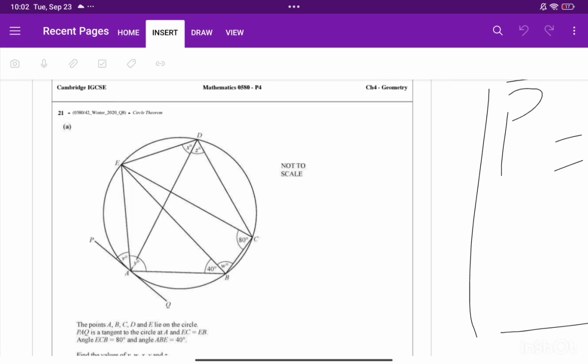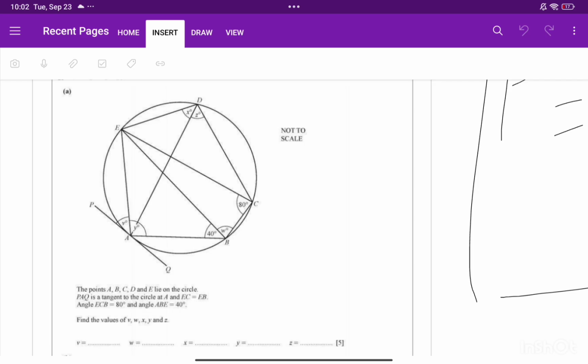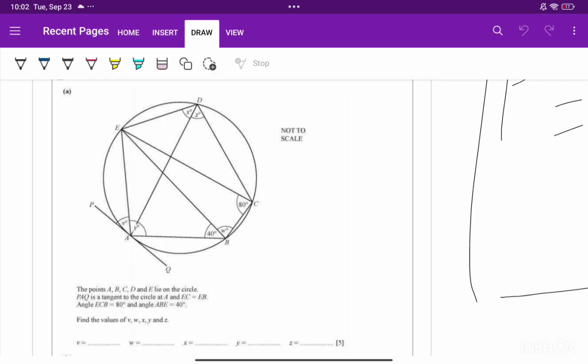Question number 21, part A. The points A, B, C, D, E lie on the circle. PAQ is a tangent to the circle at A. EB is equal to EC. Angle ECB is equal to 80 and angle ABE is equal to 40. Find the value of V, W, X, Y, Z.